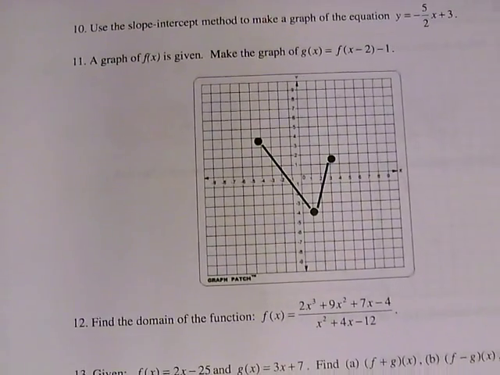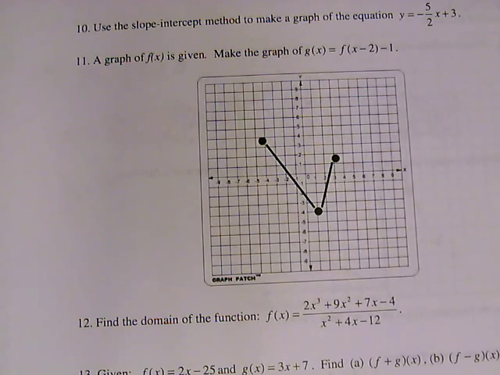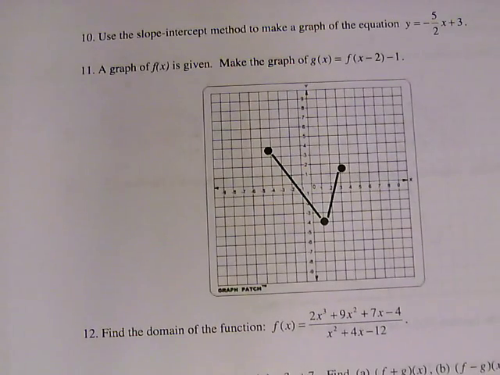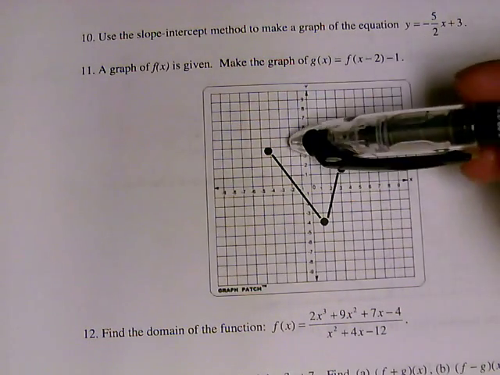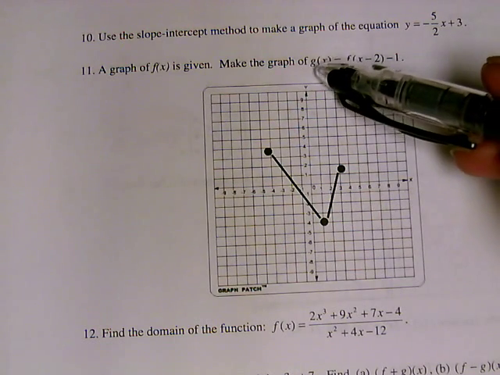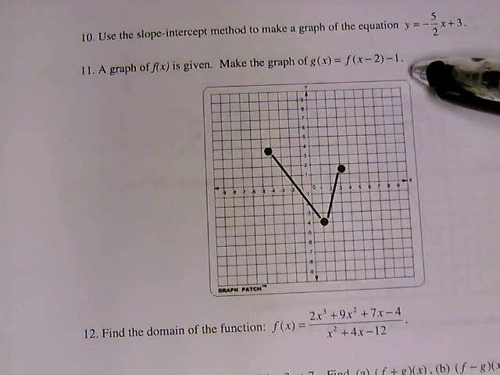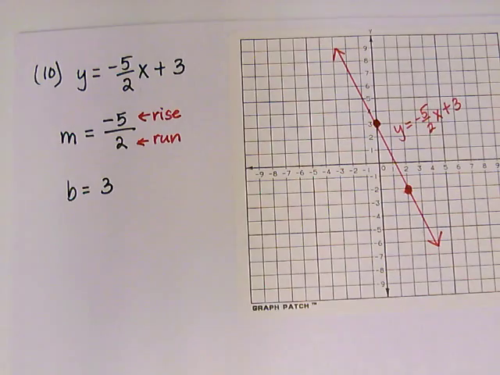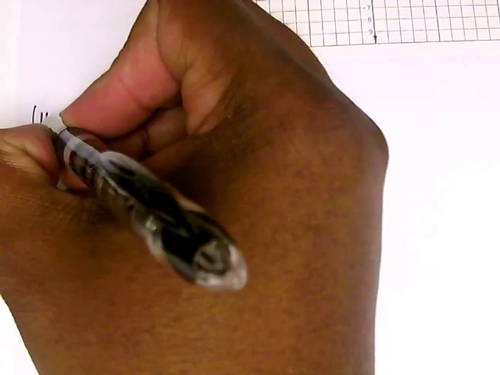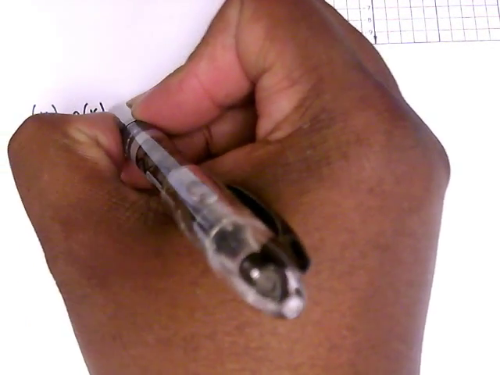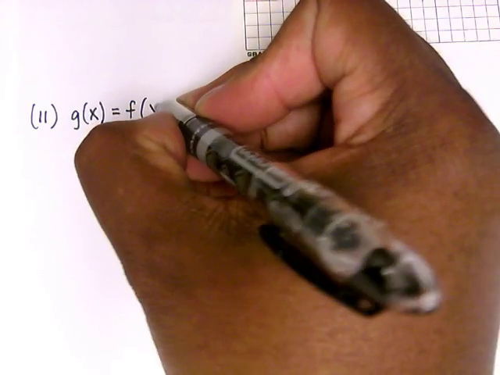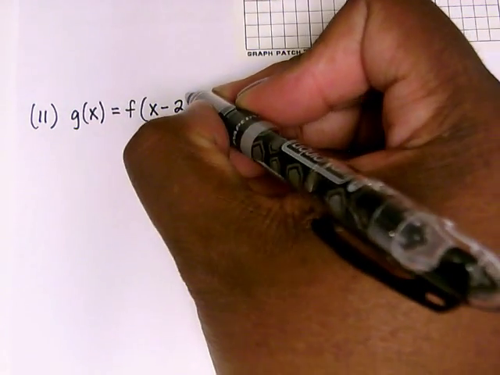Okay, number 11 is the transformation of functions. Here you're given a graph of f of x, which is this right here. You're going to use that to make a graph of g of x is equal to f of x minus 2 and then minus 1 on the outside. Okay, so we need to find out what type of transformations we're going to have in this particular function g of x. So this is g of x is equal to f of x minus 2 minus 1 on the outside.